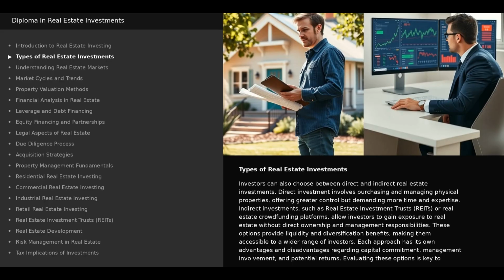These options provide liquidity and diversification benefits, making them accessible to a wider range of investors. Each approach has its own advantages and disadvantages regarding capital commitment, management involvement, and potential returns. Evaluating these options is key to building a balanced portfolio.